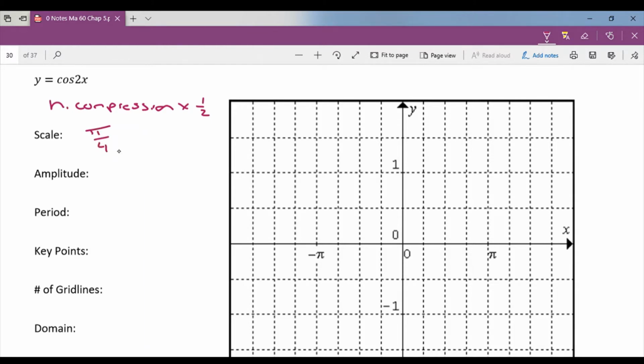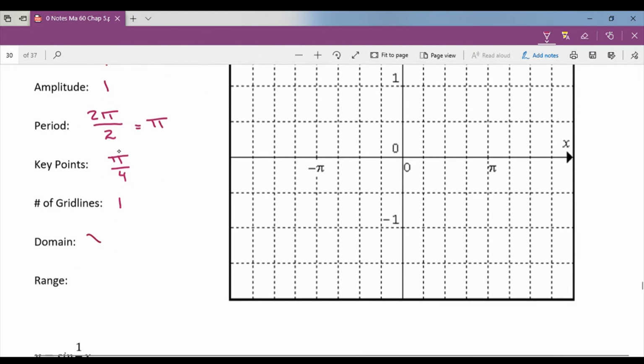Okay, our amplitude is going to be 1 because there's no a value. My period is normally 2 pi, but it's going to be 2 pi divided by the absolute value of B. So my period is going to be every pi. So I'm going to get 1 complete cycle between 0 and pi. My key points are going to happen every pi by 4 because there's 4 key points in every period. And so every grid line I'm going to have a key point. I could fill out the bottom part now as well. My domain is going to be x ∈ R. My range is going to go from -1 to 1.